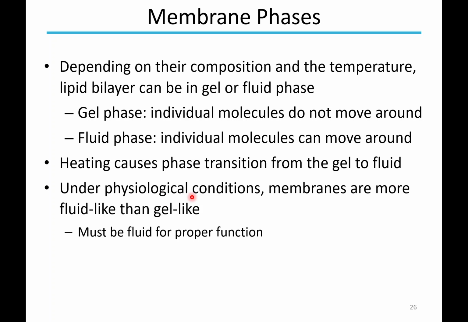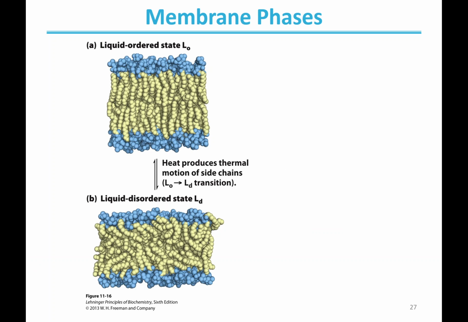Under physiological conditions, membranes are more fluid-like than gel-like. So they're more liquid-like than solid. And that's important because they have to have some fluidity to them for proper function. And just saying gel or solid, and liquid or fluid phase, either or, is a little bit simplistic. As we'll see, there really is kind of a mixture between the two phases.